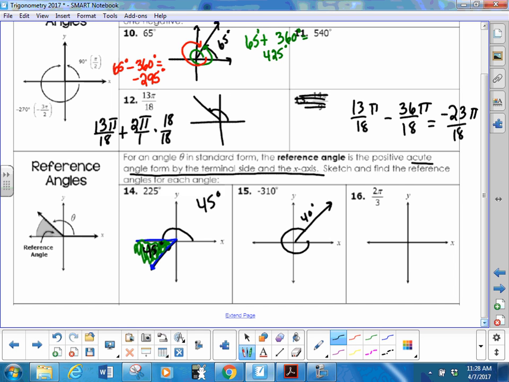Okay, so my reference angle is between your terminal side, which is this, and your x-axis. So here's my reference angle. What is the measure of my reference angle? That was more than 30. 50. Because I had to go from here to here's 40. So I had to go to get to 90. All these are 90, so it's 50. Good.